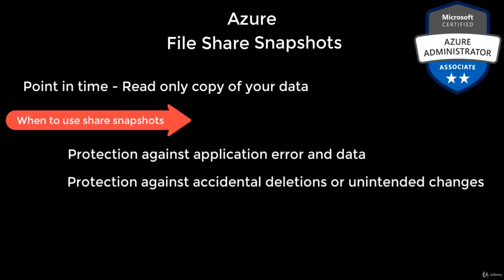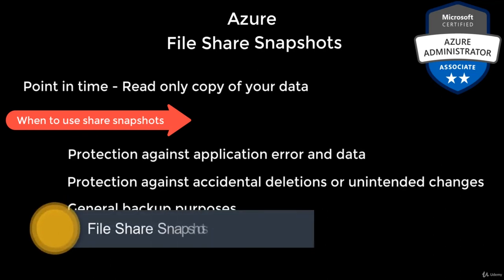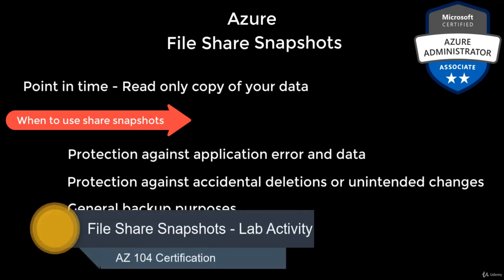You can also use these share snapshots for general backup purposes. So after you create a file share, you can periodically create a share snapshot of the file share to use for data backup. A share snapshot, when you take it periodically, will help you maintain previous versions of the data that can be used for future audit requirements or disaster recovery. In the next video, let's take a look at the demonstrations as to how you can take snapshots and restore them.